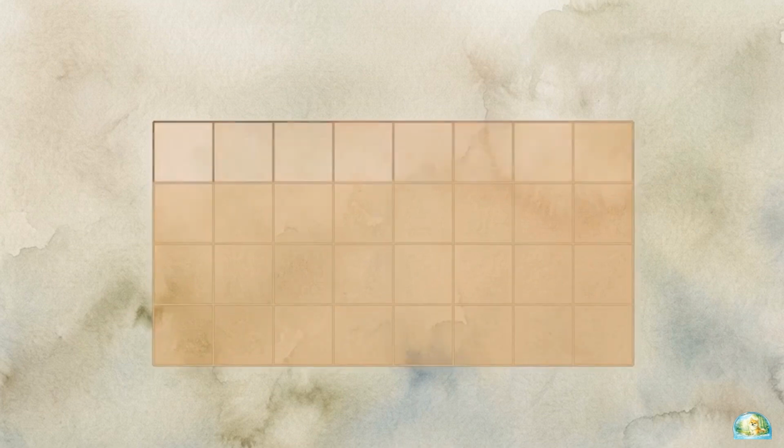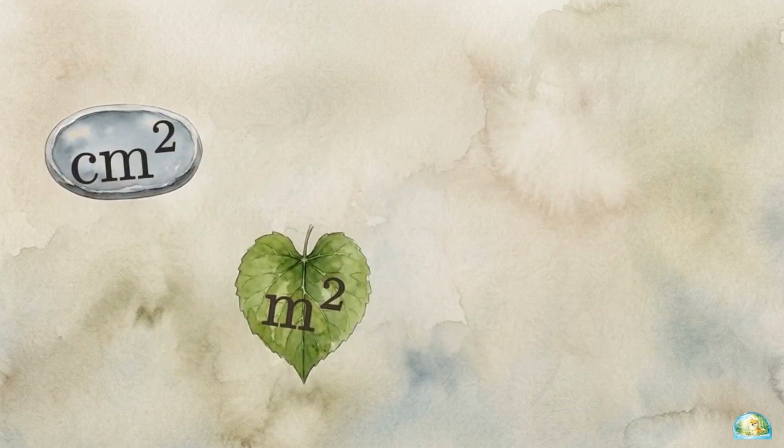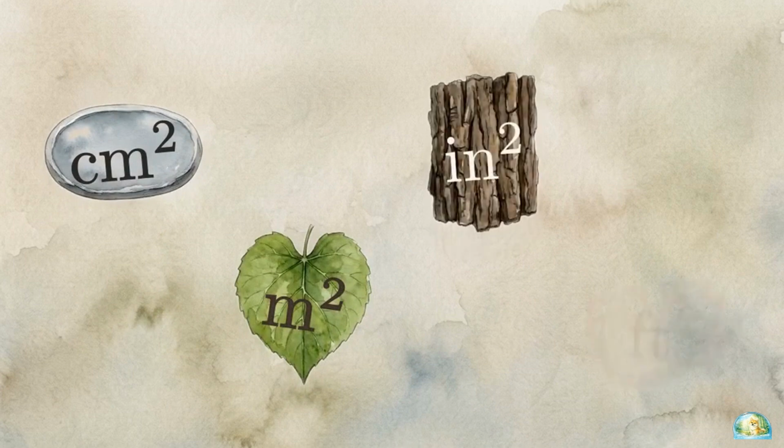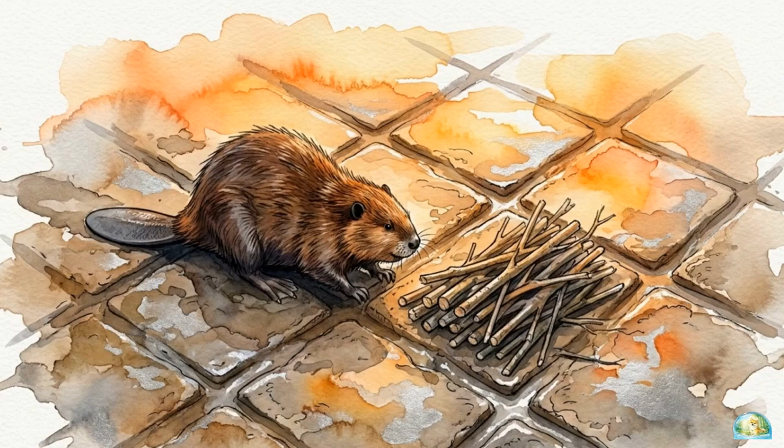To find area, we divide the flat space into a grid. We count perfectly equal unit squares covering the region, ensuring no gaps or overlaps. We record this measurement in square units. Those might be square centimeters, square meters, square inches, or square feet. Breaking a surface down into a countable, uniform grid allows us to quantify the space and intentionally plan our work.